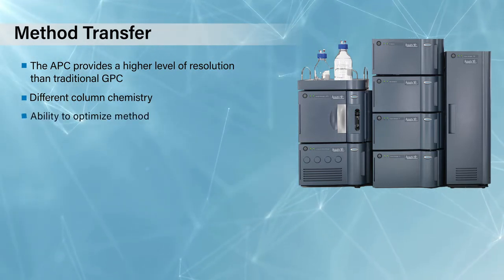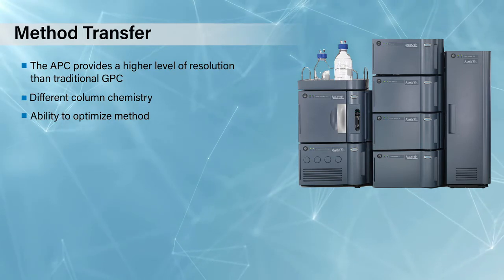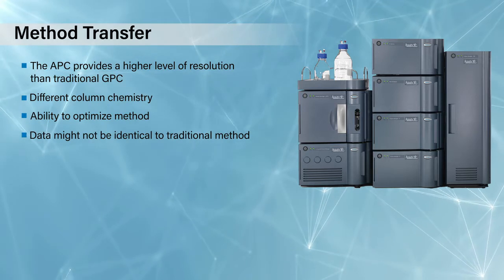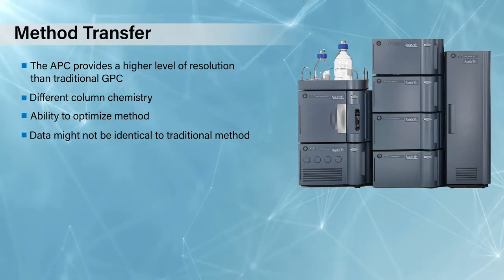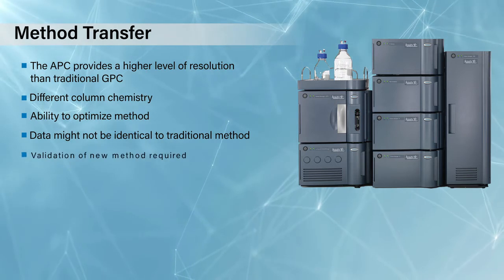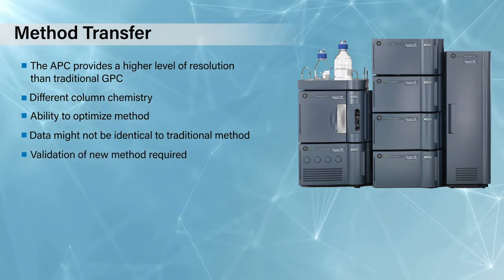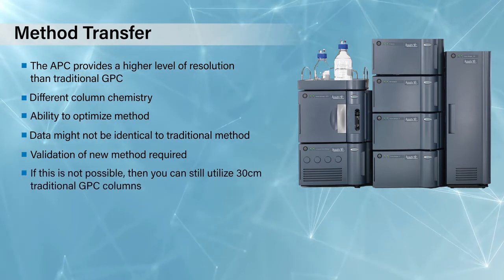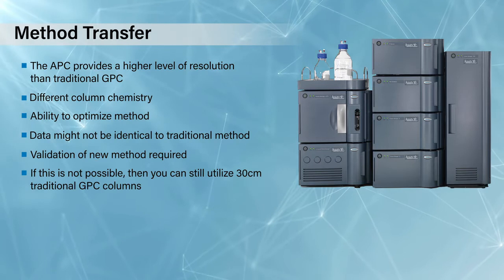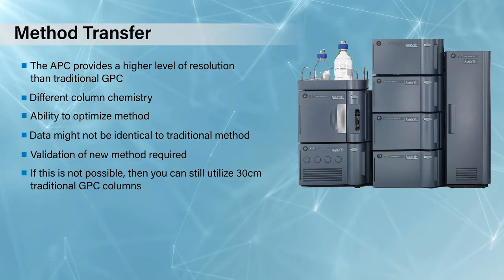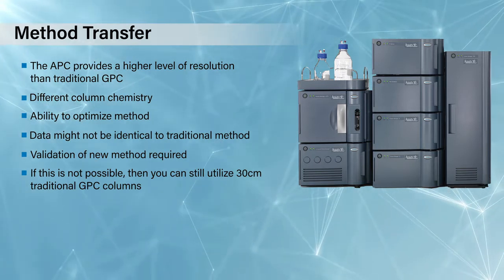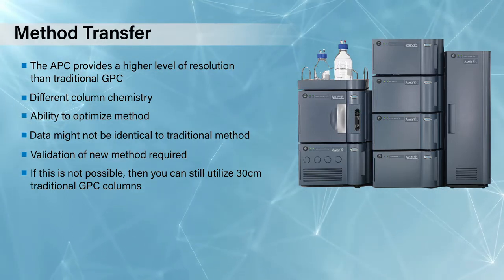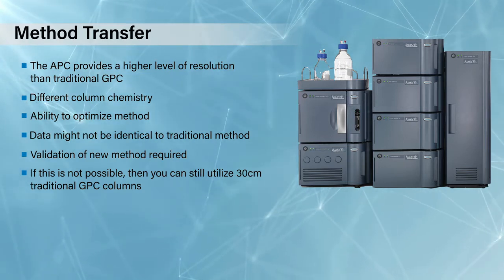But now we have a greater ability to optimize the method. And so all these things combined means you may not have identical data, identical distributions, compared to your traditional method. So you need to do a full method transfer and validation of your new methodology. If this is not possible, then you can still use your traditional 30 centimeter GPC columns on the APC system. You just won't have the advantages of the APC column technology, but you can still run both the GPC columns and the APC columns alongside each other on the same system.